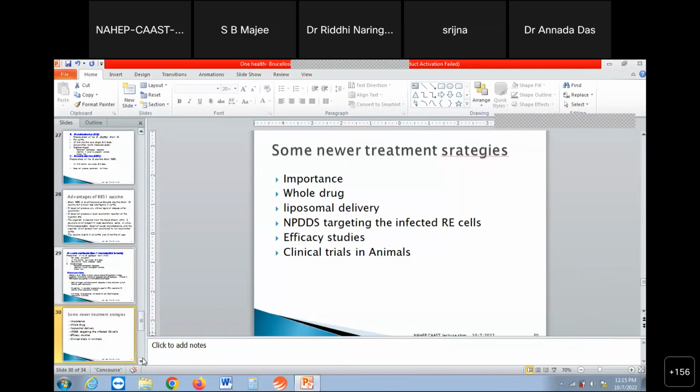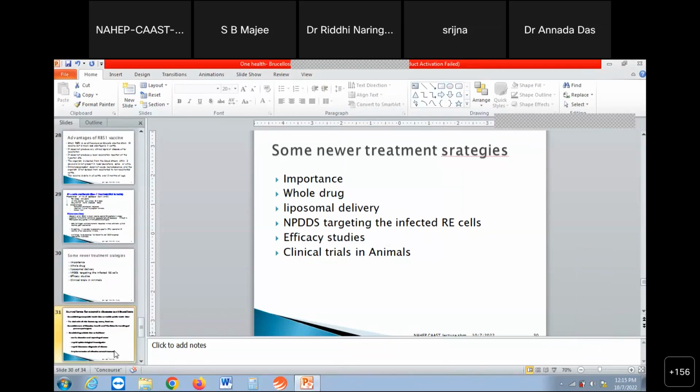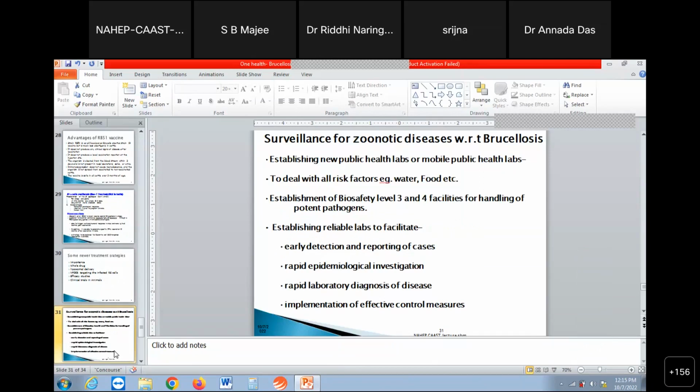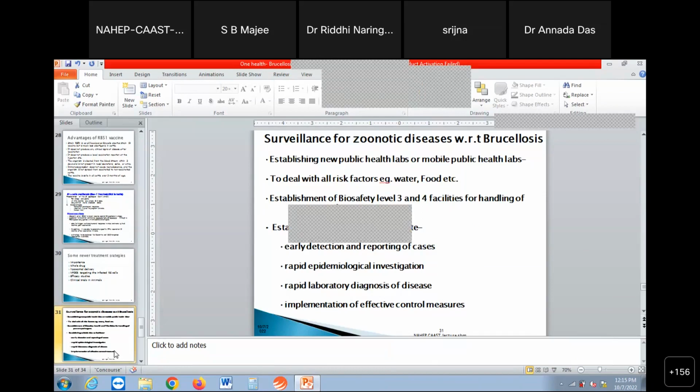Now, what else do we need? Well, we have got vaccination, we have got diagnosis, we have got treatment. Now, this is very important, because we need to survey the zoonotic diseases, that is brucellosis. So, what is required? Number one is we need public.